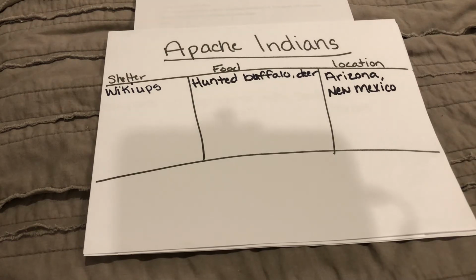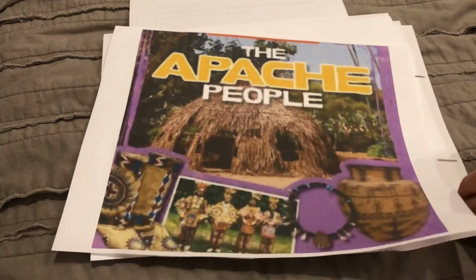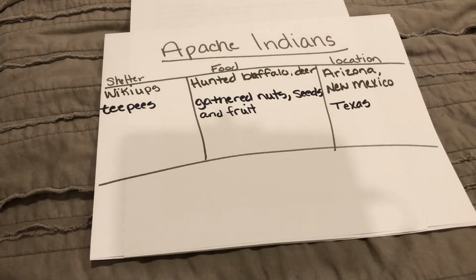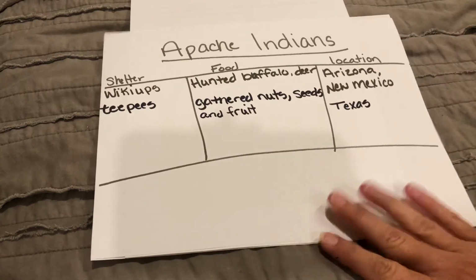Then, if that's all I can remember, I would go back and reread my book, The Apache People, and try to remember some more detail. This time, I would remember that some of the shelter they used was teepees, that they also gathered nuts and seeds and fruit, and that they also lived in Texas. If I felt comfortable that I had all the important information, then I would be done. But if I feel there's still more information I could gather, I would reread my book again, and then come back and continue adding to my chart.